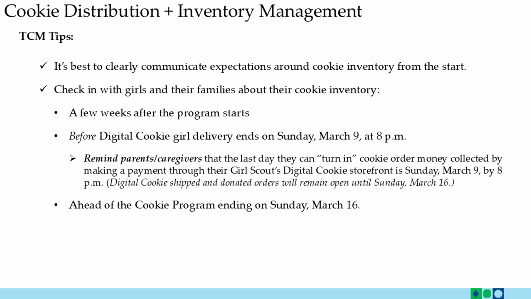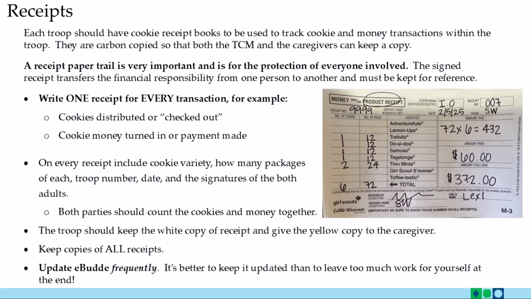Communicating expectations to girls and their parents or caregivers and checking in with families about how many cookies they have or need is key to good inventory management. Another important factor are receipts. Each troop should have received cookie receipt books to be used to track cookie and money transactions within the troop. They're carbon copied so that both the TCM and the caregivers can keep a copy.